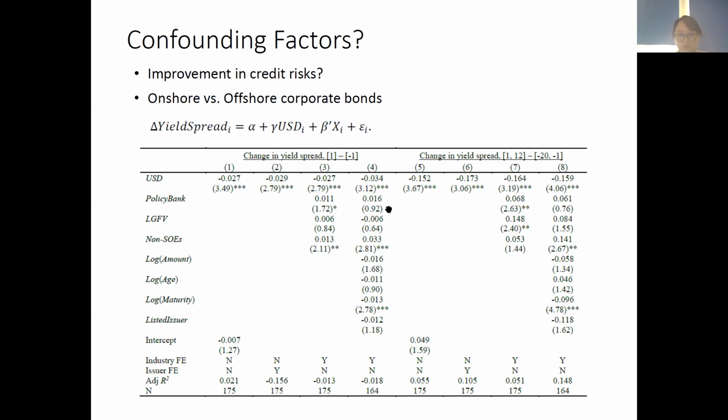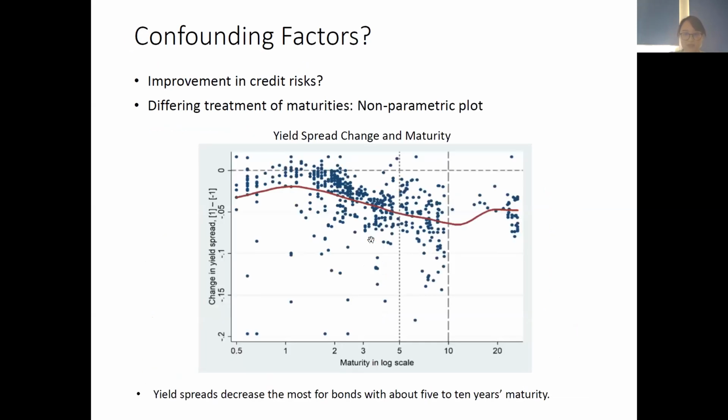And this is exactly what we find. The magnitude is also quite similar to the one we documented using the univariate test. And when we add additional controls, the effect is still there. Right, another test that we utilize to rule out the credit risk change hypothesis is to utilize the maturity of the bonds.